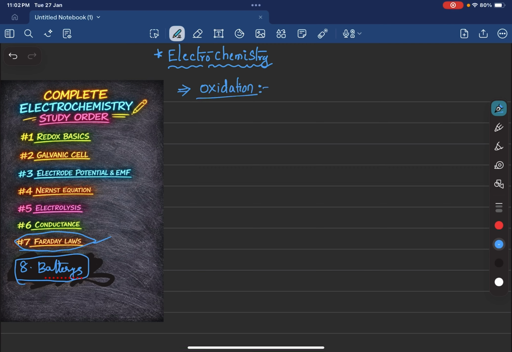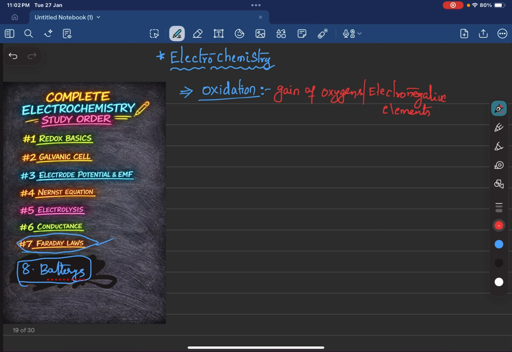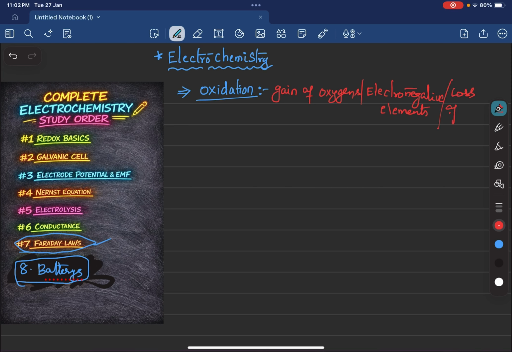Just briefly, oxidation has several definitions: gain of oxygen or electronegative elements, or loss of electrons, or increasing oxidation number. These are the definitions. So a simple example: Zn is converted into Zn2+ with 2 electrons. So it is loss of electrons or increasing oxidation number, that is 0 to 2 plus.